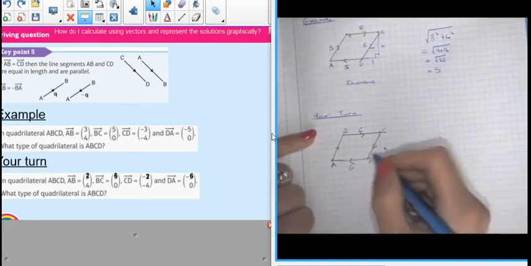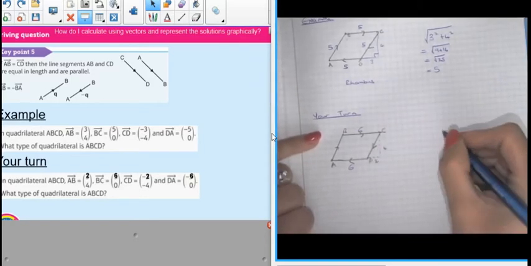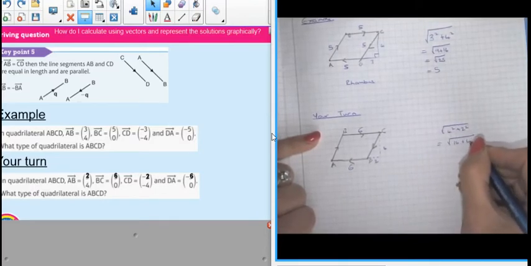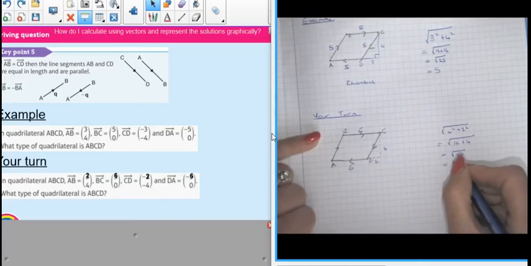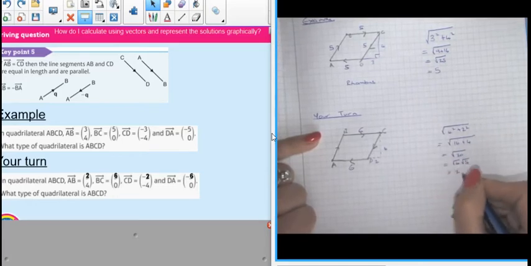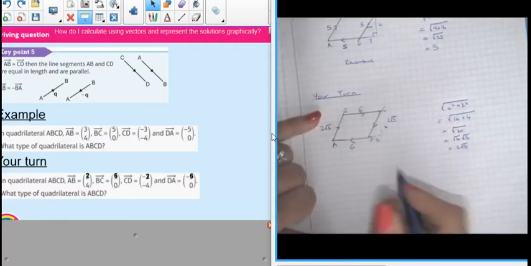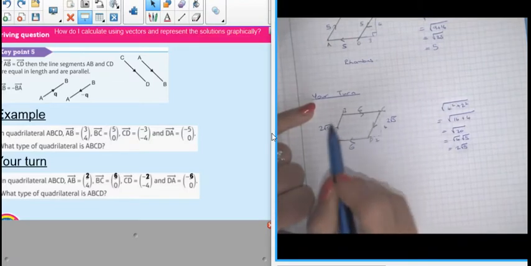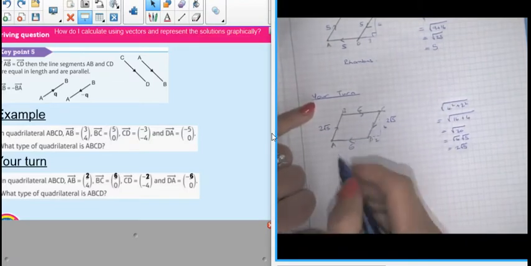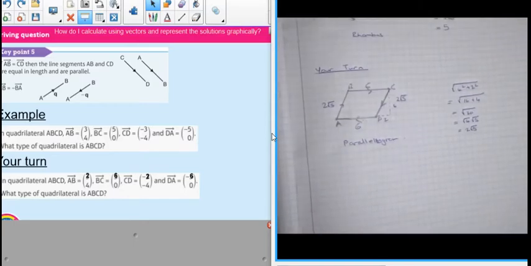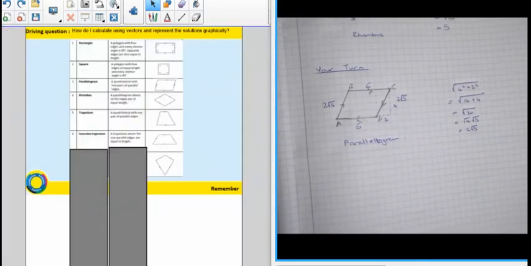That's 2 and 4. Let's use Pythagoras to check if that's the same length or not. Square root of 4 squared plus 2 squared, which is the square root of 16 plus 4, which is root 20, which we can simplify, which gives us 2 root 5. So we have this pair that's the same length and parallel, and this pair that's the same length and parallel. So that's a parallelogram. That's one L. Parallelogram. Just double checking my spelling.